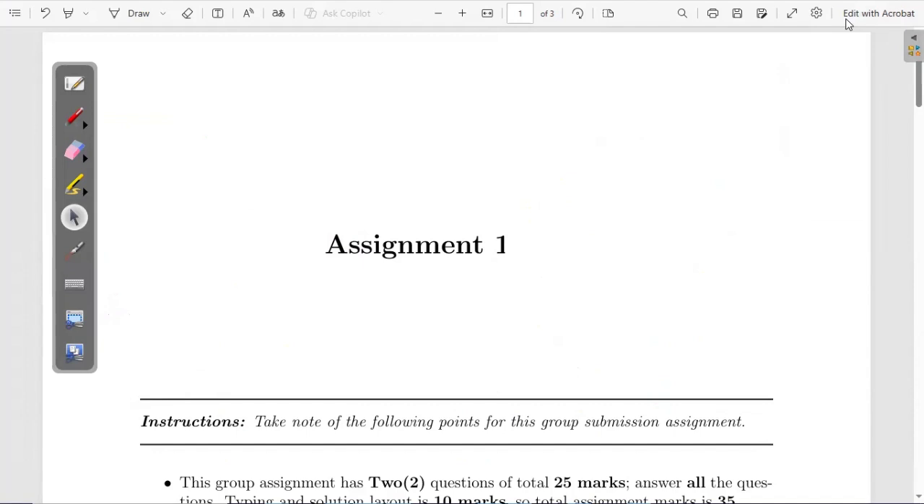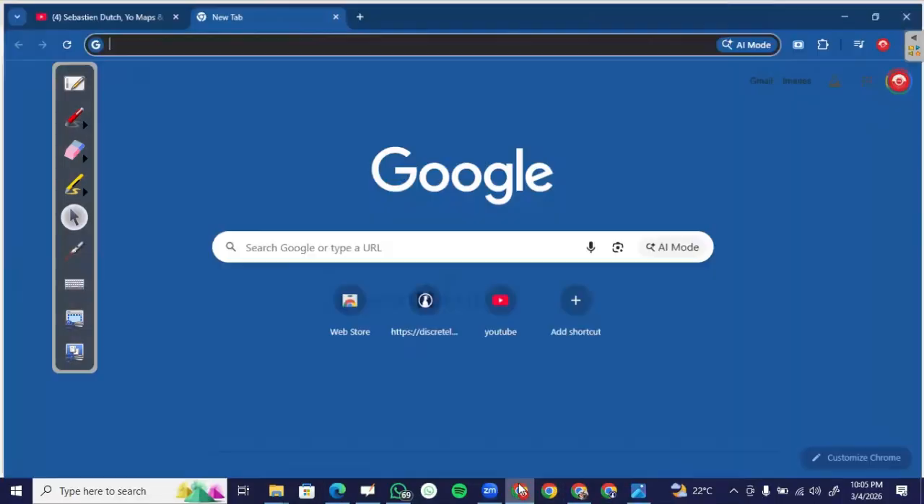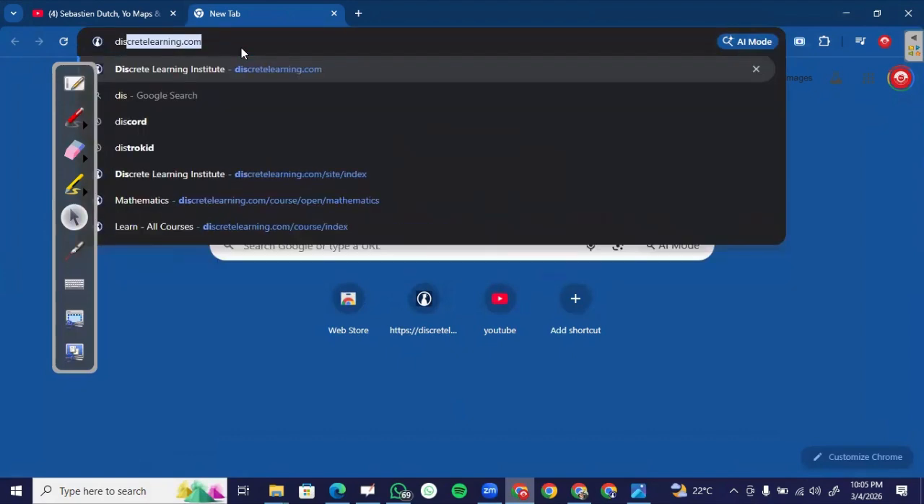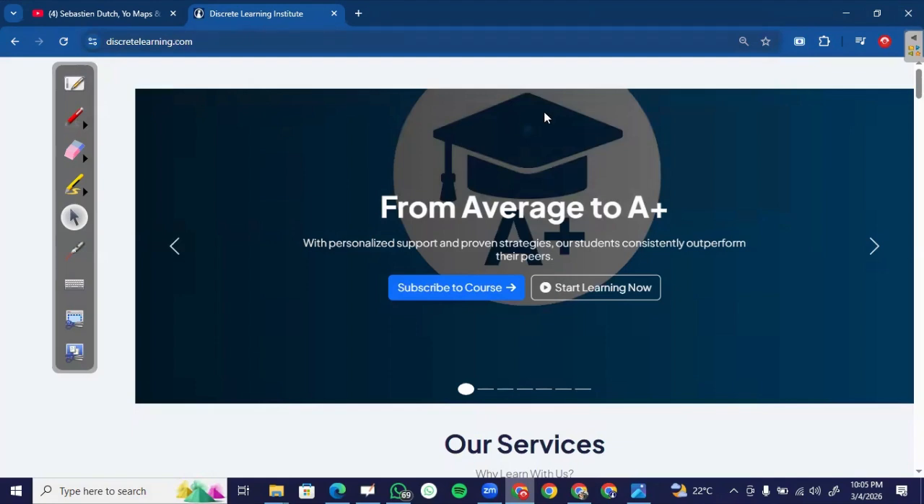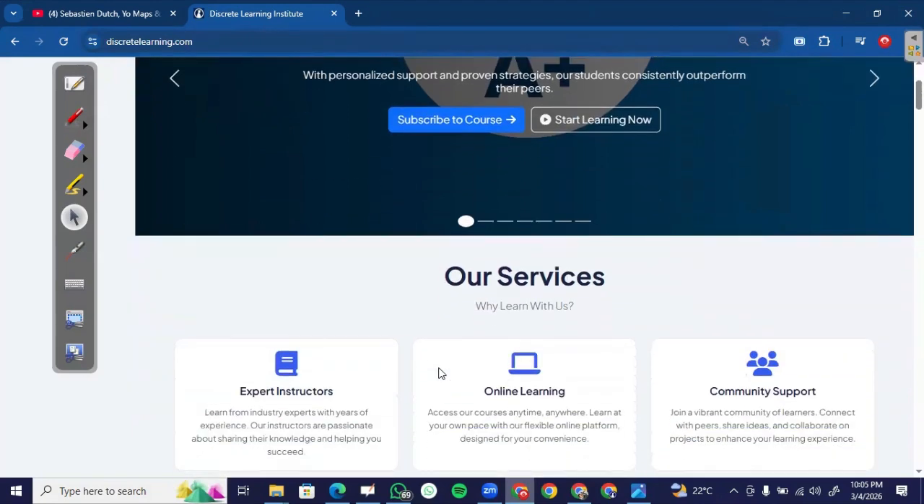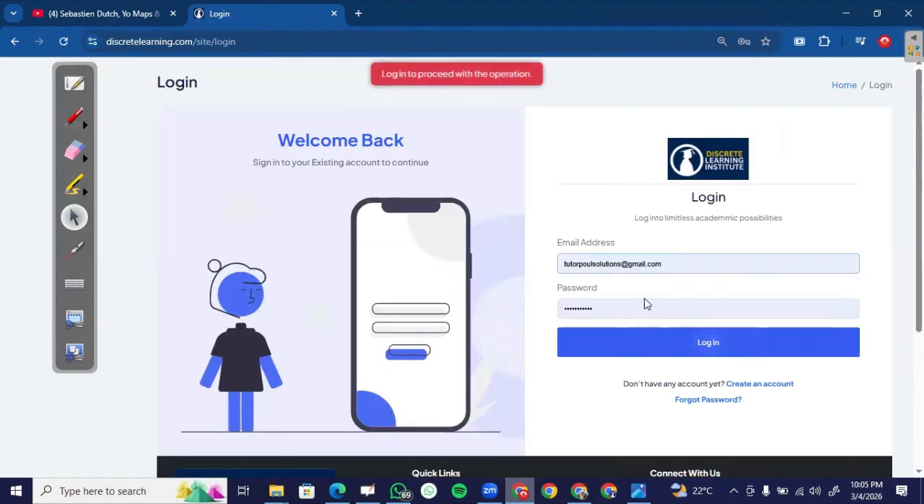Again, let me just show you the website for those who have never seen it. So you just go to Chrome here and then type in discretelearning.com. You can see the discretelearning.com there and then go search, it takes you to our website. So here, if you don't have an account, you need to create an account. You just go to start learning now. Then it will take you to the login page. If you don't have an account, go here, create an account and then log in. But if you already have an account, just put your email, your password there and then log in.